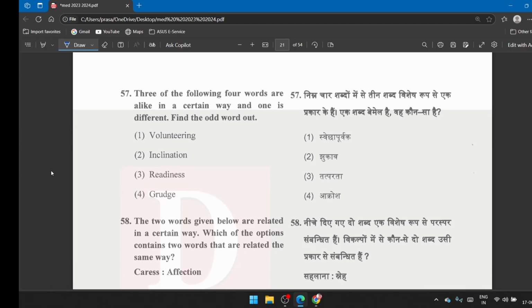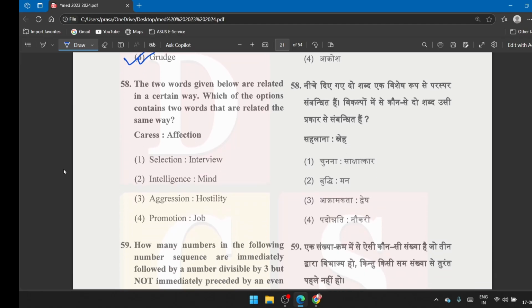Three of the following words, 4 words are alike in a certain way and one is different. Find the odd one out. यहाँ पे volunteering, inclination, readiness is a positive word. Grudge or across. ठीक है. This is a kind of negative one. ठीक. This is a different. Clear? Okay. Next is the two words given below are related in a certain way.